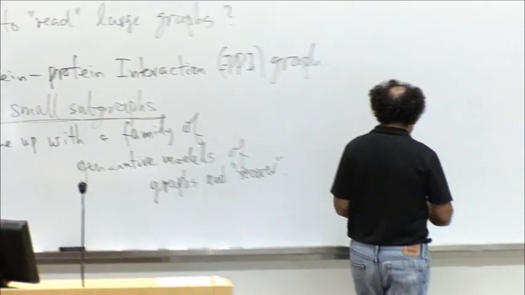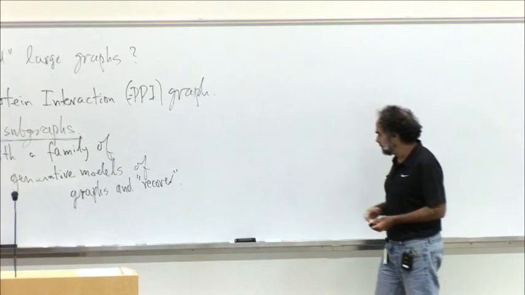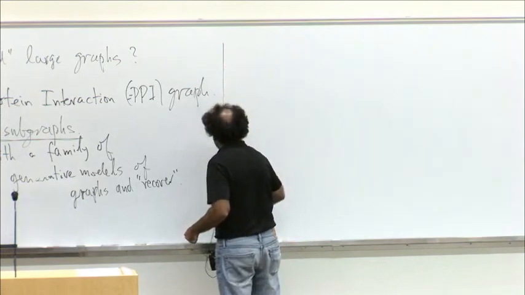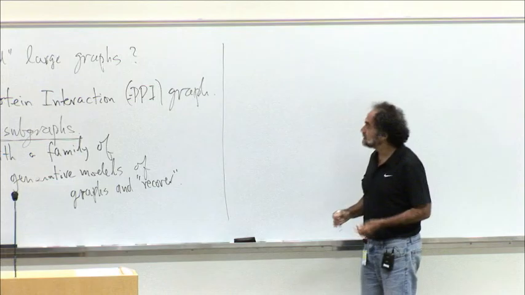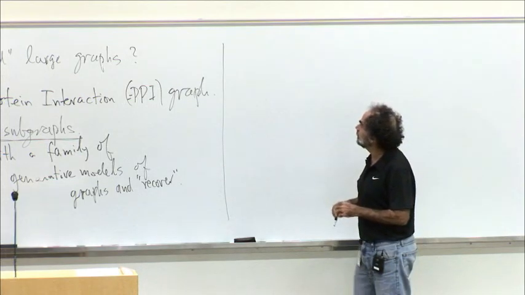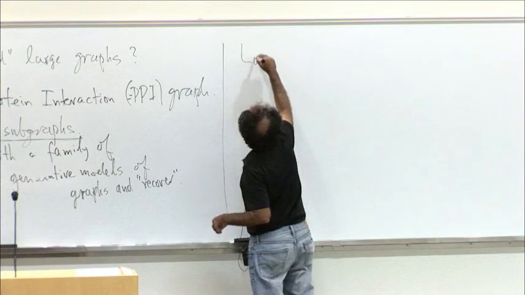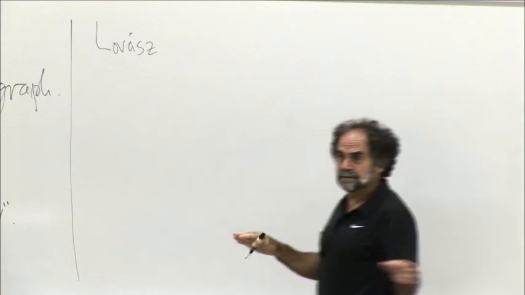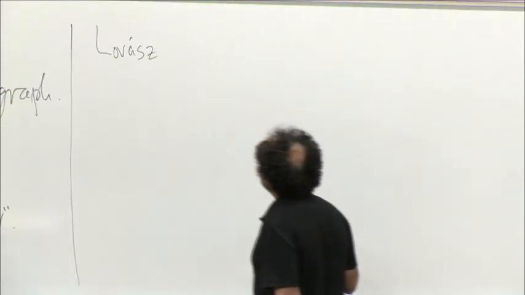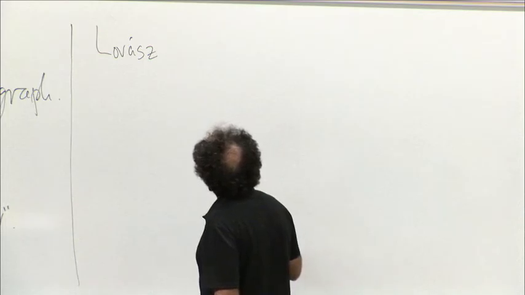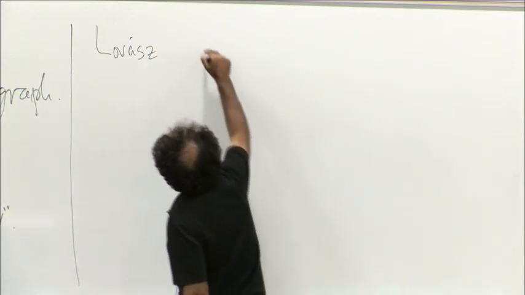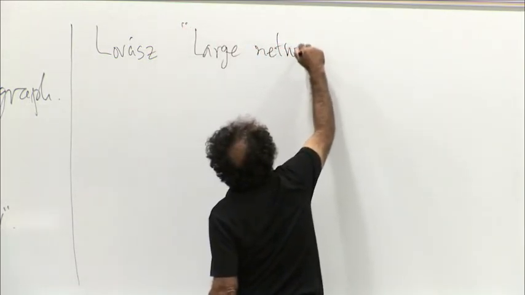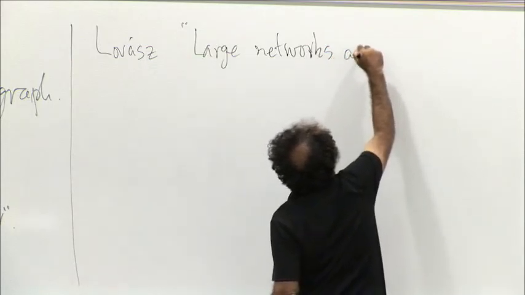A good reason to look into these problems, and one of my main motivations for coming back to this question, is this theory, to a large extent developed originally here, mostly by Lovász and co-workers. Anyone here? I don't think so. I should have brought it down. He has a beautiful book on large networks and graph limits.